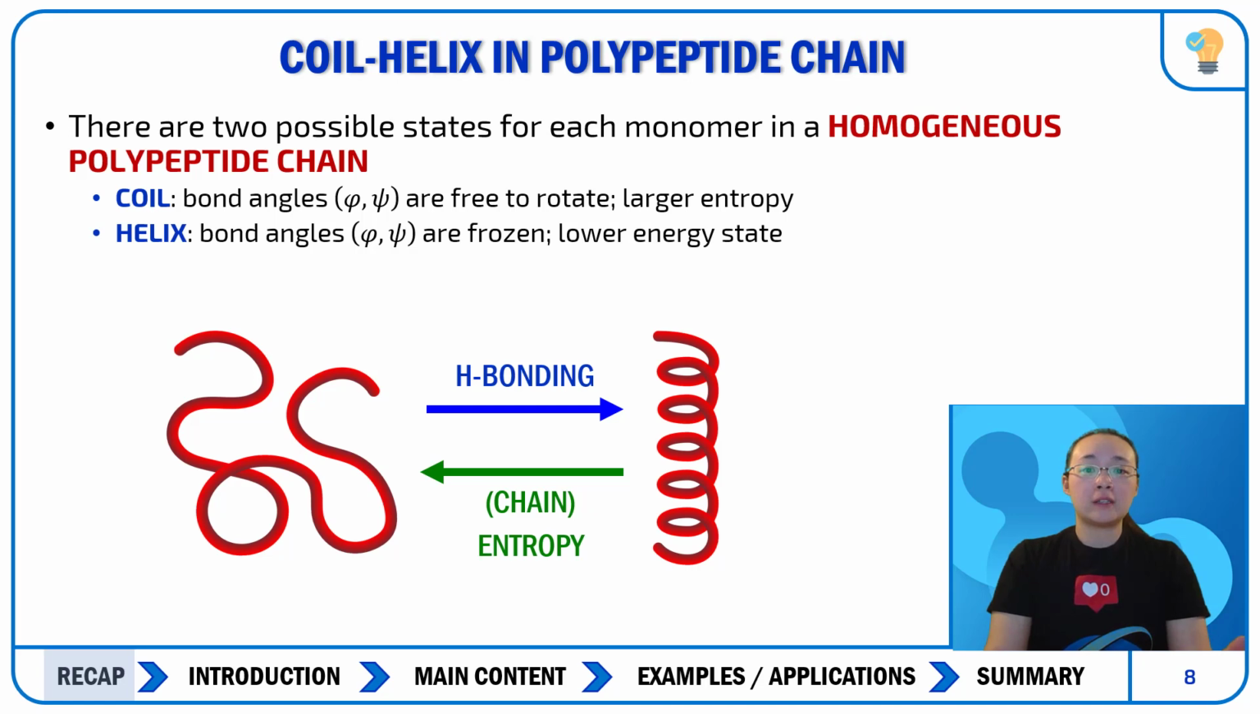Now, looking at this, we have the coil to helix transition in a polypeptide chain. This is when we introduced our first model, and basically it means your individual monomers or amino acids can be in a coil state, or after some hydrogen bonding become a helical shape. There's going to be greater entropy here because there are a lot of free form shapes, and a much smaller value of entropy over here because there's more order.